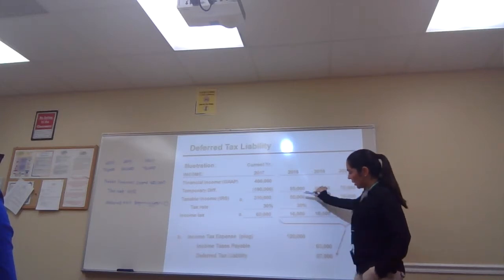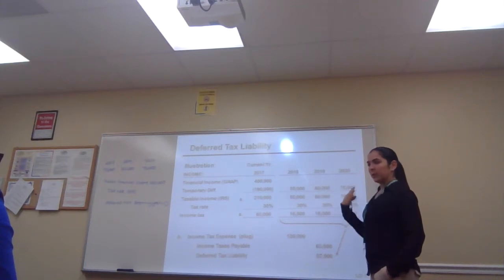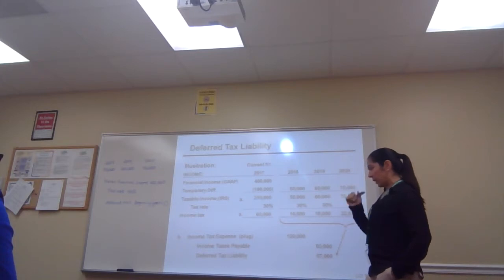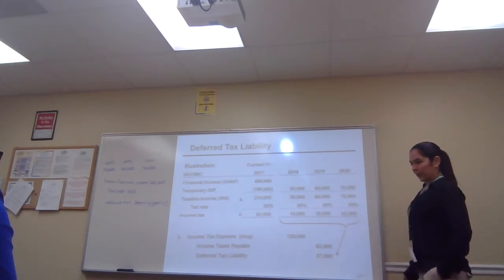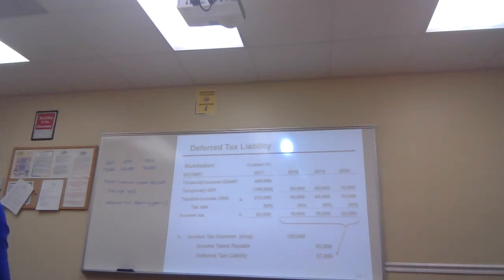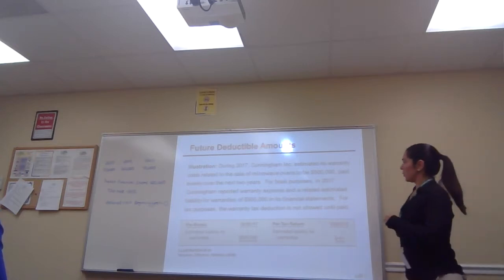And again, this is all because you're trying to put together a financial statement so that people can read your financial statements and understand what your company is really doing. So they want you to know, yes, today you owe 63, but at some point in the future, you also owe $57,000. It's a deferred tax liability. Okay? Okay, future deductible amounts.